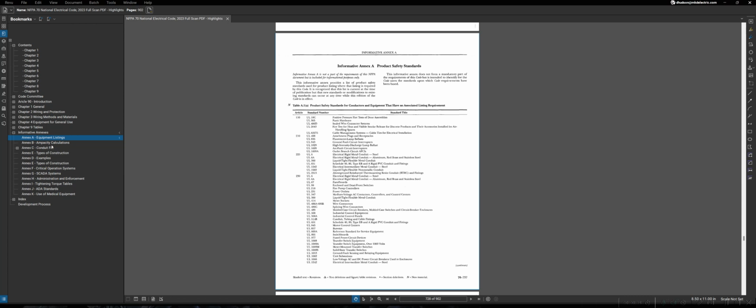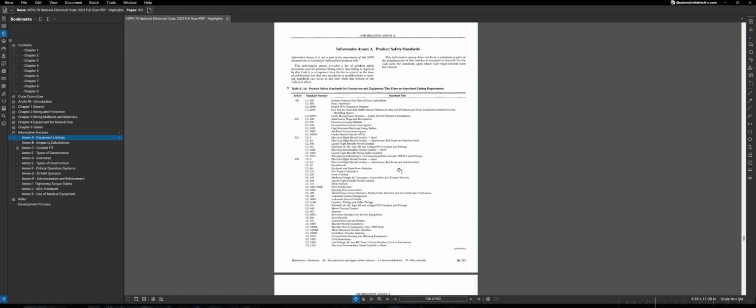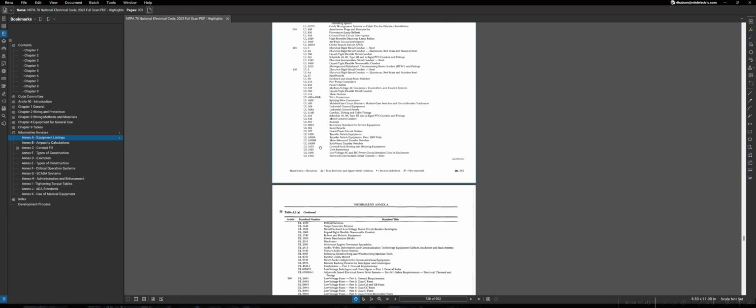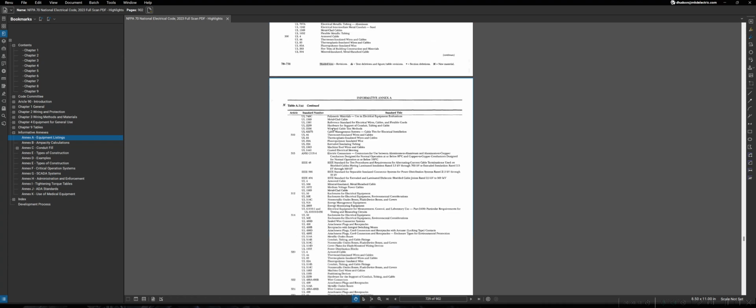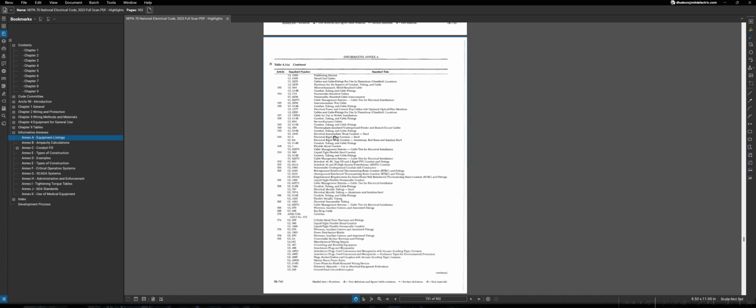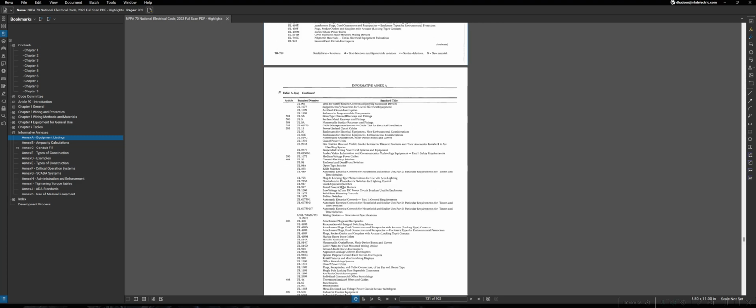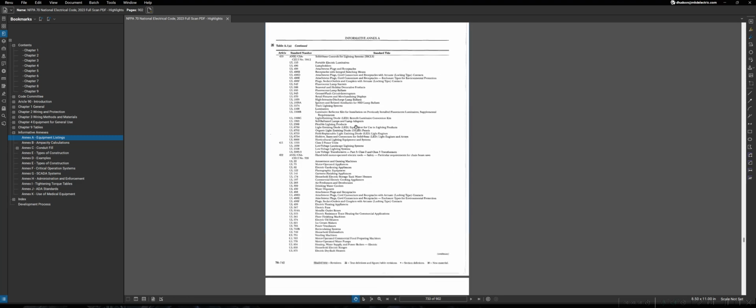Now, as you can see here to the side, the annexes go from an informative Annex A down to K, and they have a wide range of topics that they cover. For instance, Annex A, the very first annex, provides UL listing numbers and standard numbers for essentially every type of piece of equipment that you could imagine that the NEC covers.